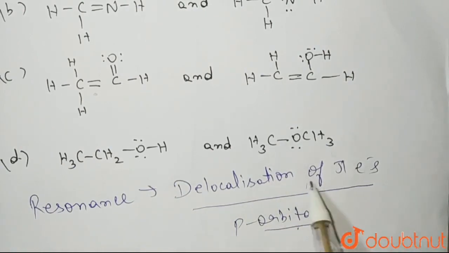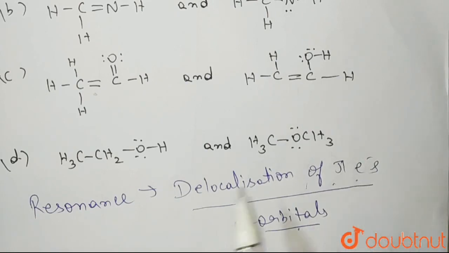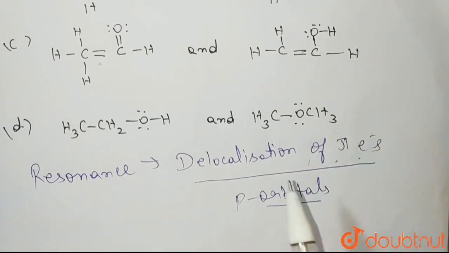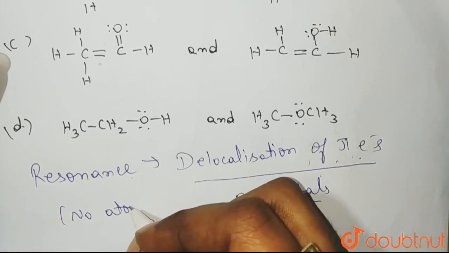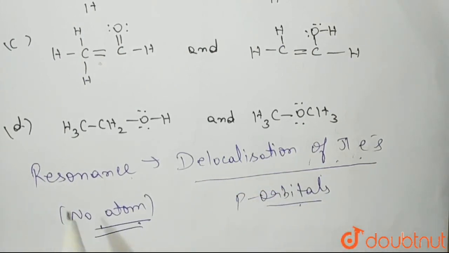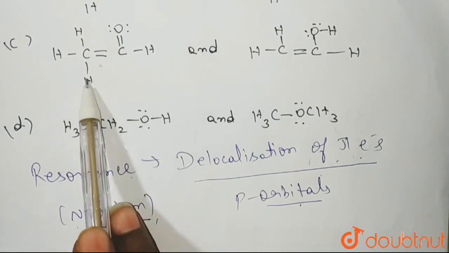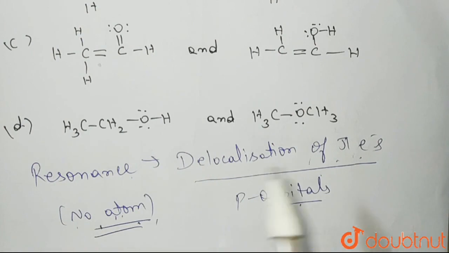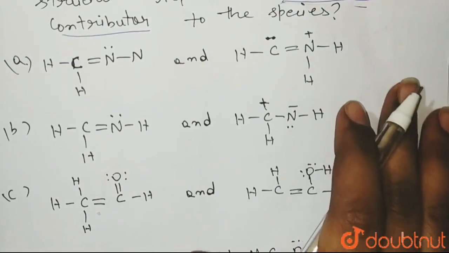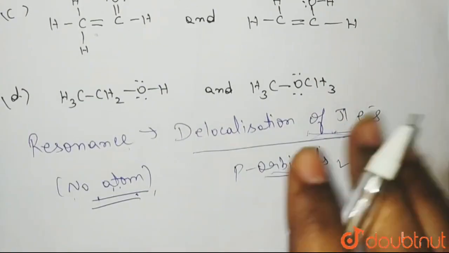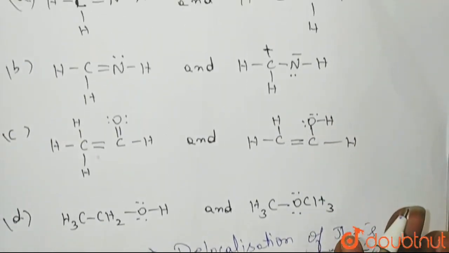That means only electrons are moving in this. Only electrons change their place or move in the structure. No atom changes its place. That means no atom is going to be shifted from one atom to another. Only delocalization of electrons is taking place here. That is your resonance. Okay, so now let's see the first option.